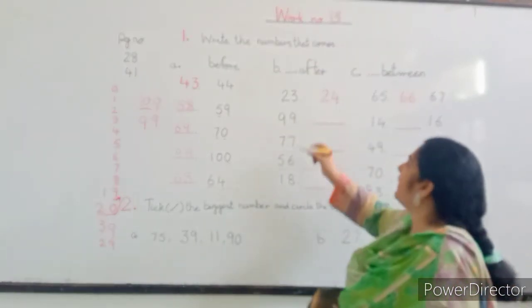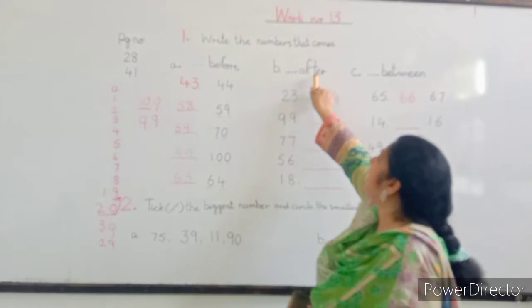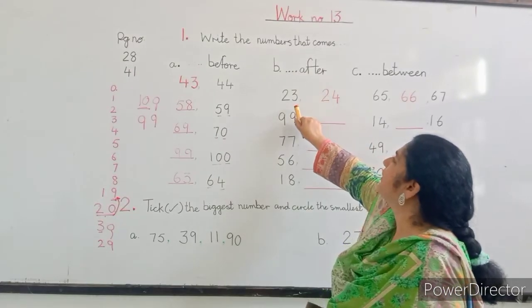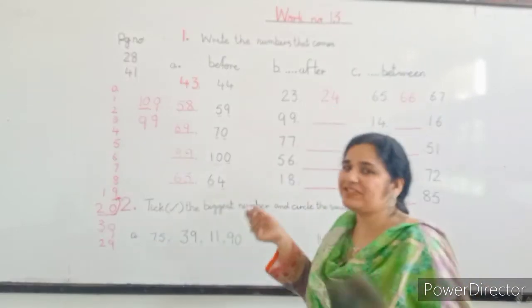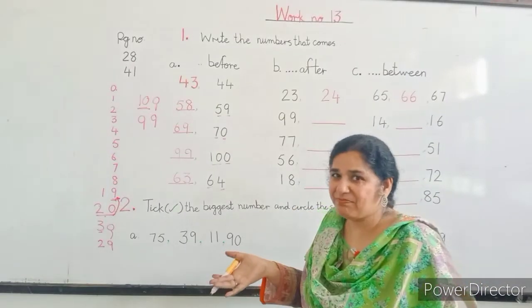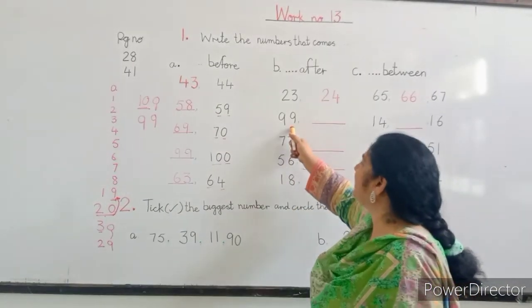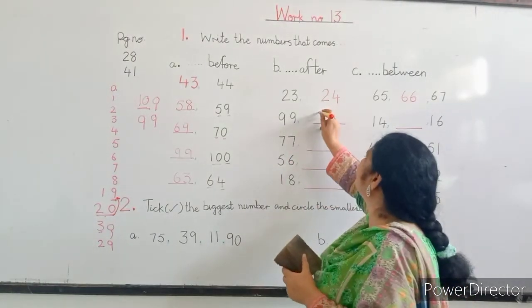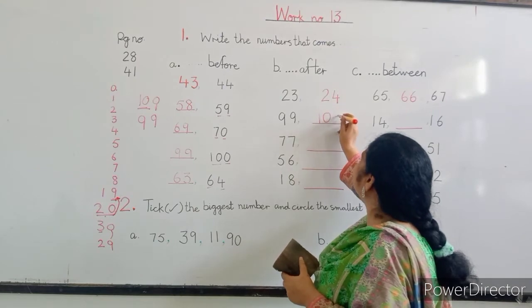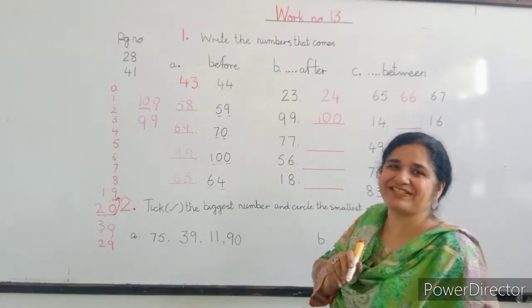Okay. Now, B part is after, numbers after. What comes after 23? 24. This is simple counting. 99. What comes after 99? 100. It's the most interesting number.